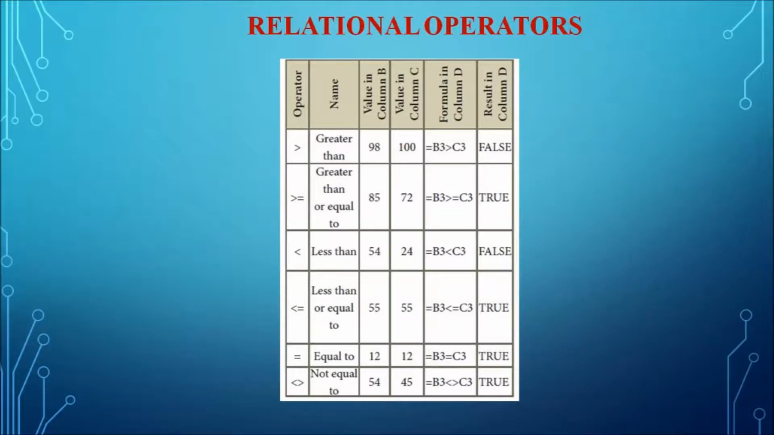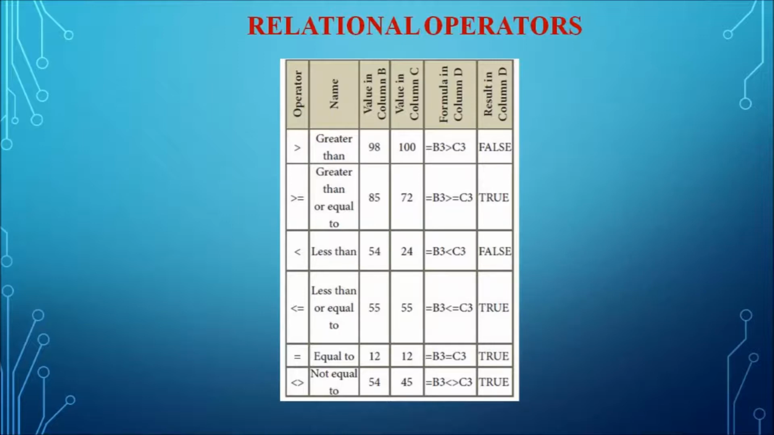So a relational operator just relates two values or two cell references. It compares two values that are available in cells, so we call it a relational operator, or a comparative operator. Examples are greater than, less than, equal to, greater than or equal to, like that. The result will be either true or false. After relating the two values, it replies either true or false.